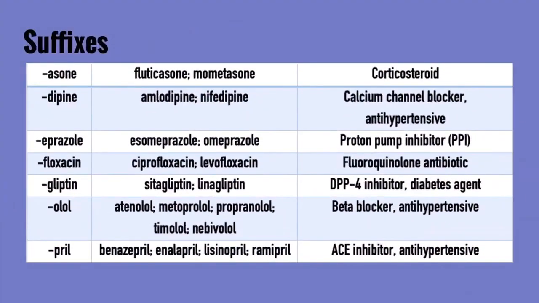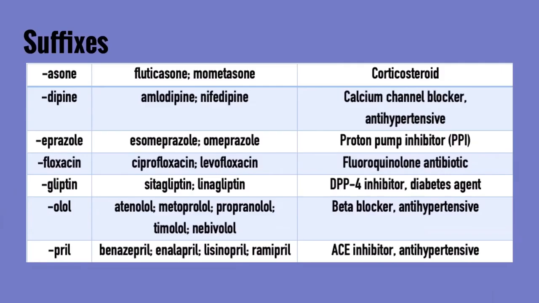And then finally, suffixes. This is where the bread and butter of remembering medications comes in. So if it ends in azone, so fluticasone or mometasone, again, a corticosteroid. If it ends in dipine, so amlodipine and nifedipine are two common ones. Those are calcium channel blockers and they're antihypertensives.